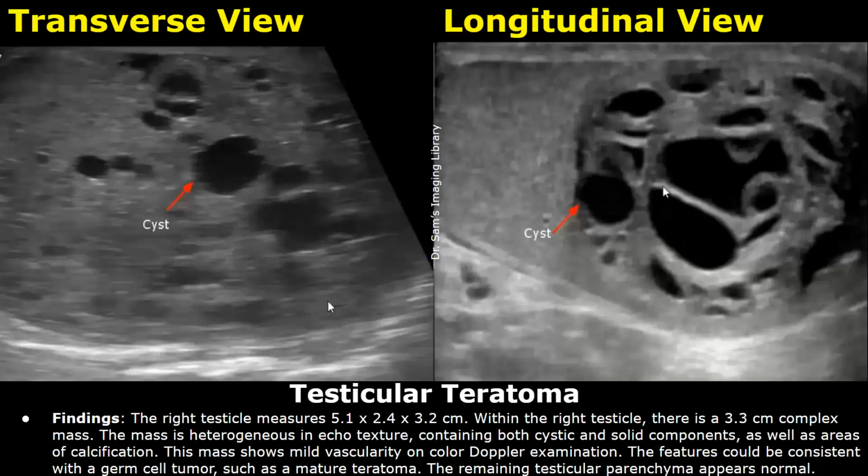This is a report for testicular teratoma. Within the right testicle, there is a complex mass. The mass is heterogeneous in echotexture, containing both cystic and solid components, as well as areas of calcification. The mass shows mild vascularity on color Doppler examination. The features could be consistent with a germ cell tumor, such as a mature teratoma.